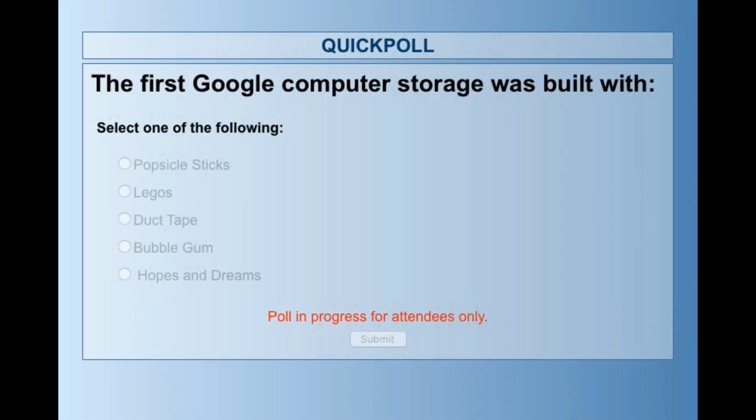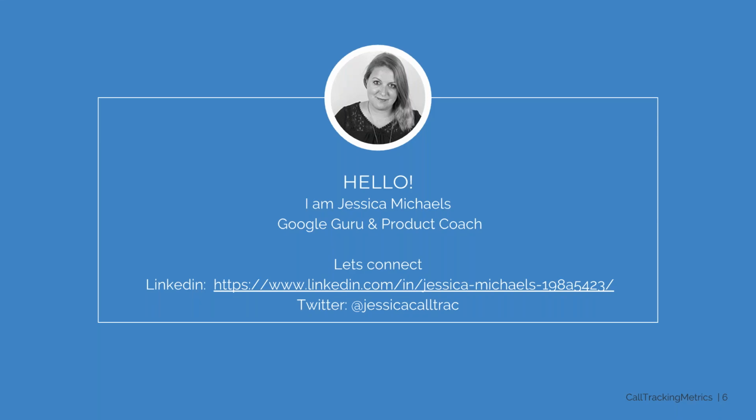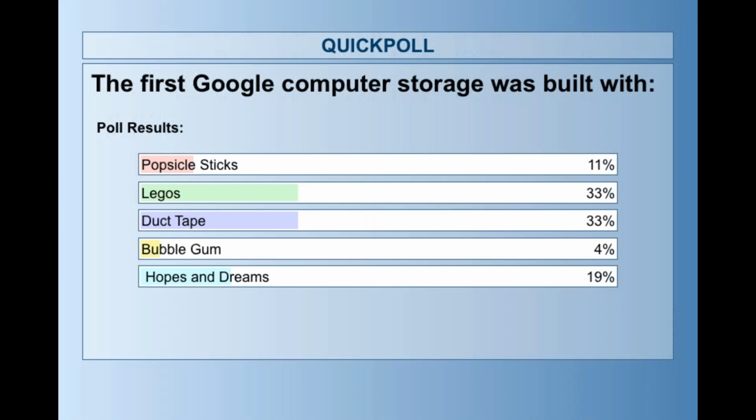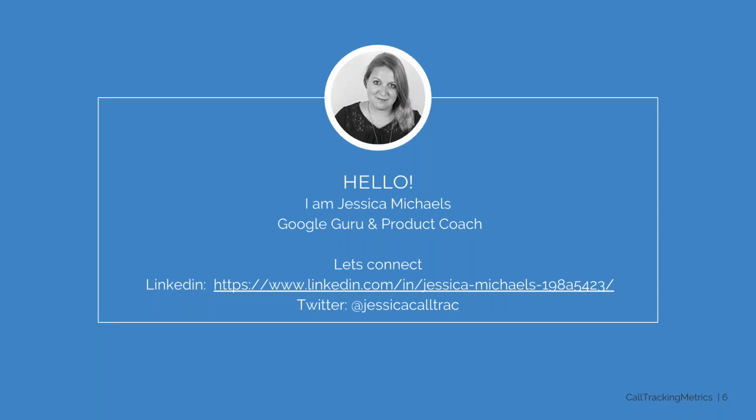All right, looks like everyone has just about voted, so let's take a look. So looks like the least people thought bubblegum, which was incorrect. After that, popsicle sticks. The most people thought hopes and dreams, probably, but the actual answer was Legos. So that is another fun one. And then here is our last one before we get started.